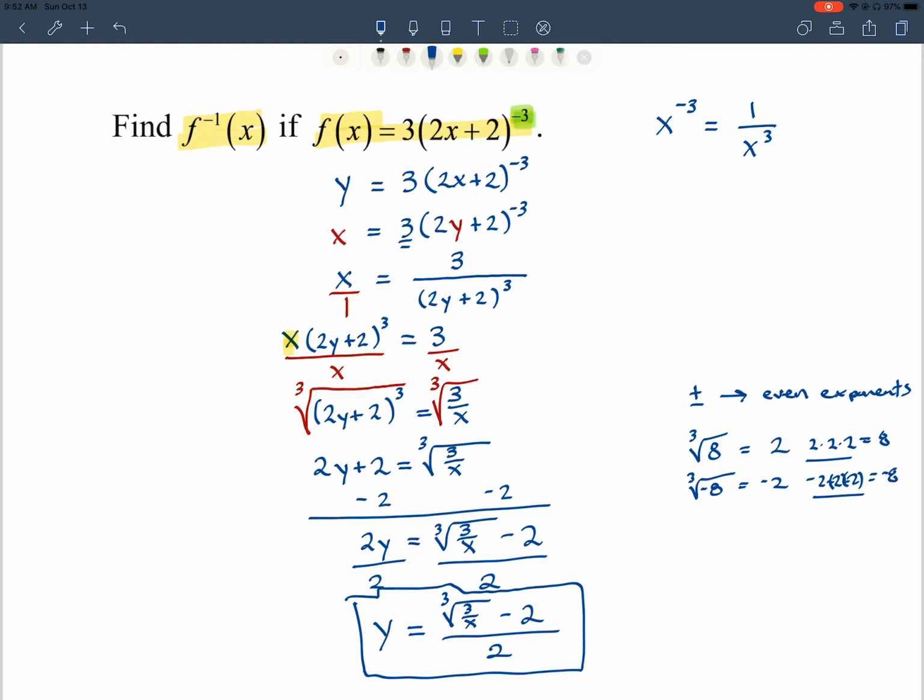If we wanted to rewrite that in function notation, we'll just write that one more time. We'll say the inverse of f of x will equal the cube root of 3 over x. Remember, that's all under the radical there. And then we have minus 2 over 2. Now, there are several variations of ways you could write that answer, like I just said, but let's just go ahead and stick with that there. If you have questions, make sure you mark them down, and I'll gladly answer them in class.